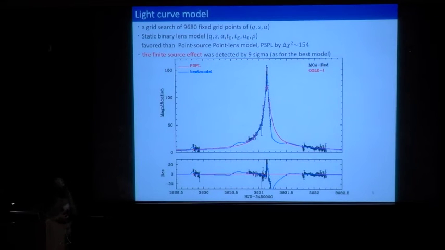In order to find the best model, we conducted a grid search. After the grid search, we found that the static binary lens model is favored over the single lens model. The red line shows the single lens model, and the blue line shows the static binary model. And thanks to the high magnification, we can detect the finite source effect.